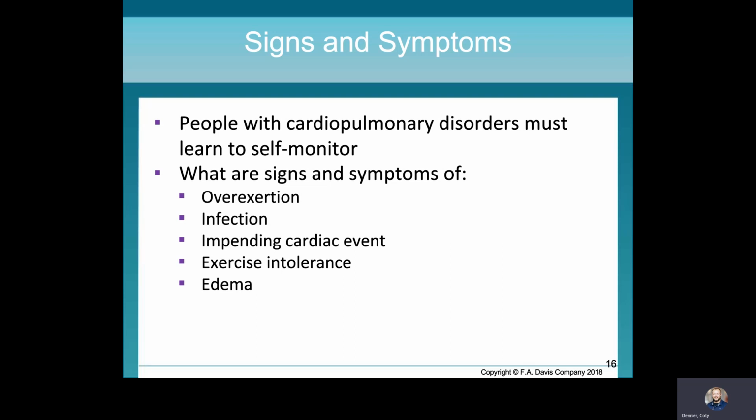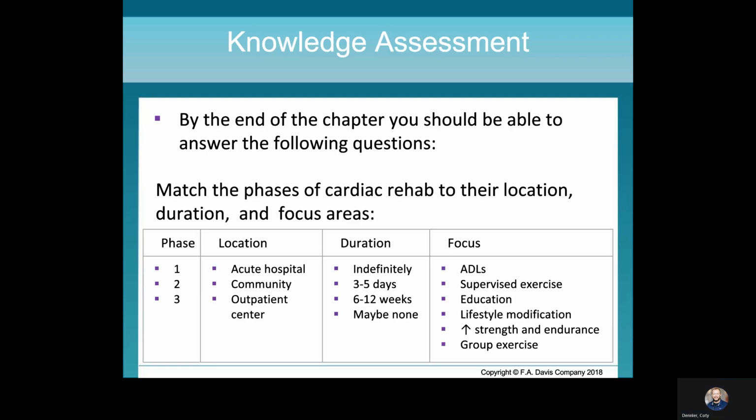Okay? All right. So you have 2 knowledge assessment questions for this chapter. This first one is match the phases of cardiac rehab to their location, their duration, and the areas that are focused on. Each answer goes with 1. So you might say phase 1 is this location, 1 duration, and then multiple focuses. Okay? These are pretty much straight from the book and lecture.